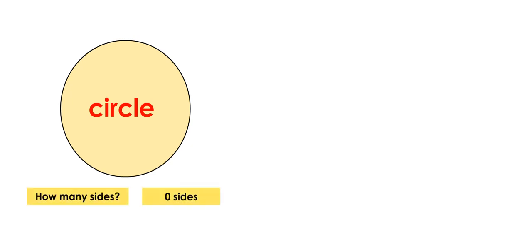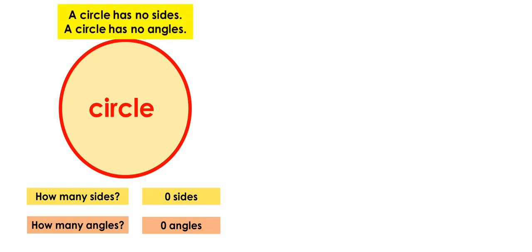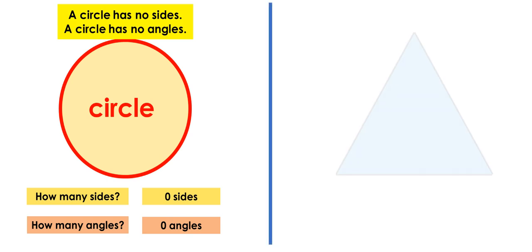The first one that we have here is what is this? Great, the circle. Do you know how many sides does the circle have? It has 0 sides. How many angles? 0 angles. This is the circle. A circle has no sides and no angles.